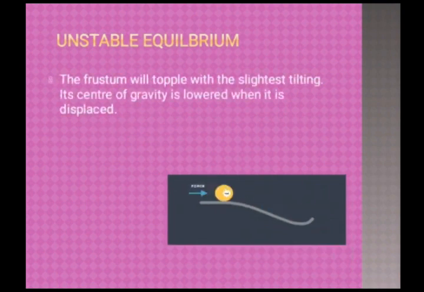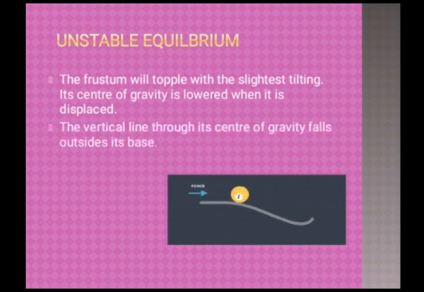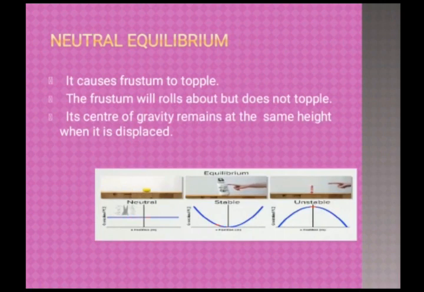Next, unstable equilibrium. The first stem will topple with the slightest tilting. Its center of gravity is lowered when it is displaced. The vertical line through its center of gravity falls outside its base. Next, neutral equilibrium. The first stem will roll about but does not topple. Its center of gravity remains at the same height when it is displaced.